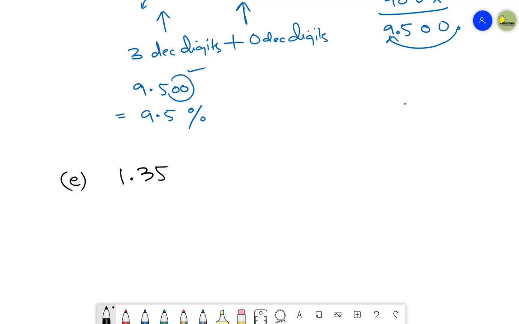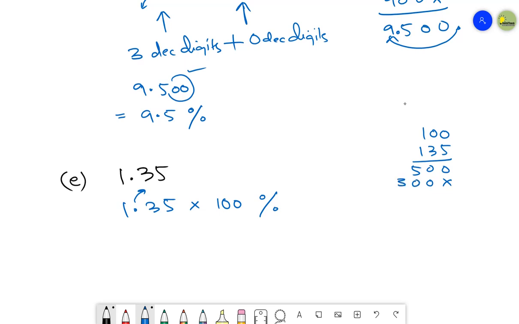1.35, this is part E, converted into a percentage by multiplying it by 100. Write down the percentage sign with the solution. Now here you have 100. Just ignore this decimal point and multiply it with 135. 5 zeros are 0, 5 zeros are 0, 5 ones are 5. Then 3 zeros are 0, 3 zeros are 0, 3 ones are 3. Then 1 zeros are 0, 1 zeros are 0, 1 ones are 1.